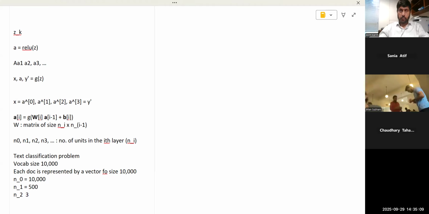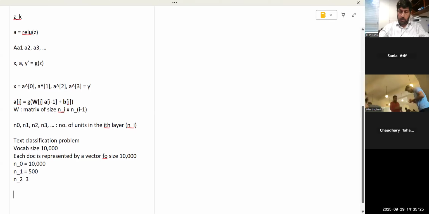ठीक है. So the x, you can also think of this as a0 if you want to, so that you can make your equation consistent. ठीक है. And now your matrices, weight matrix is W. So हमारे पास W सबसे पहला होगा, W1 होगा.